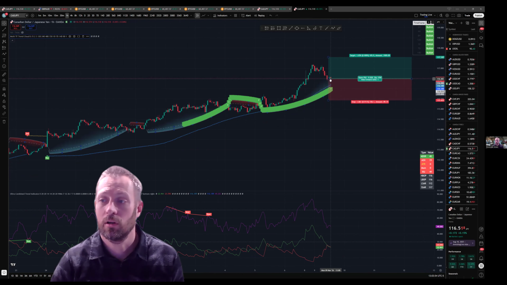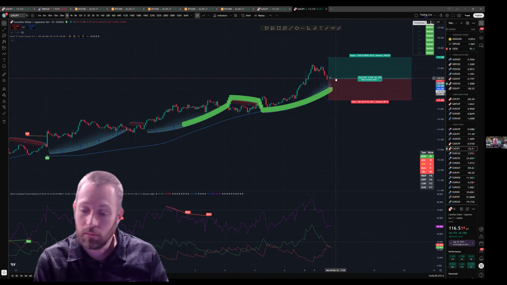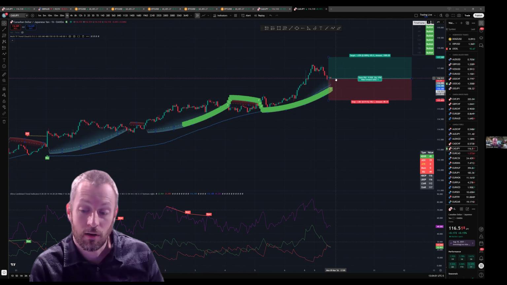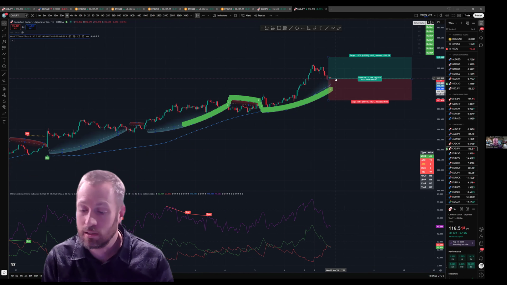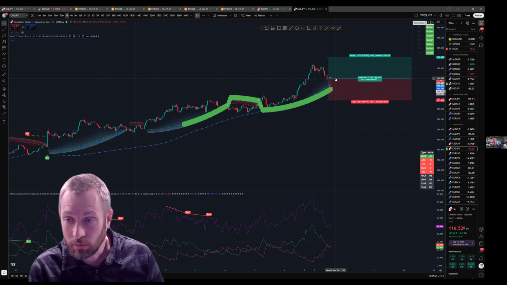Here, we could go ahead and maybe exit this trade if we continue to see the RSI fall, ADX numbers fall, as well as DI fall, and take a little bit of a win.